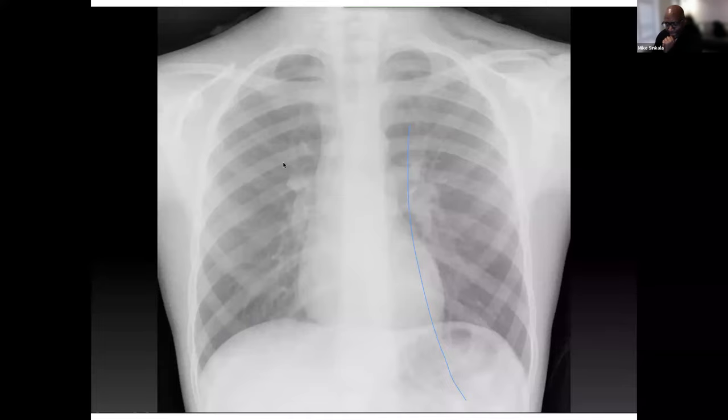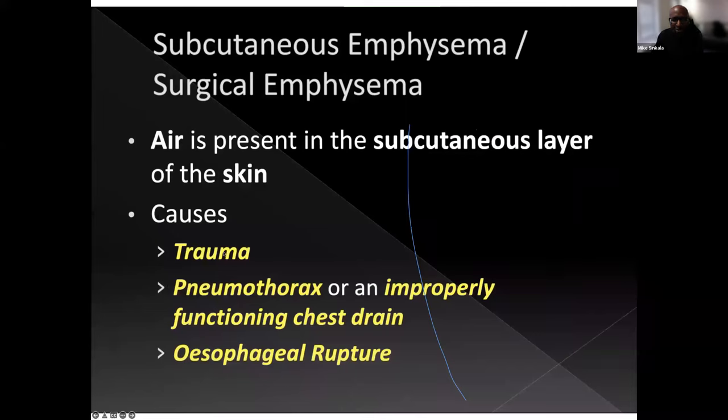Things like a trauma could be one of the causes. A pneumothorax could be one of the causes. Improperly functioning chest drains could cause that. Esophageal rupture can cause that. Esophageal ruptures can be caused by violent vomiting. Somebody could just be vomiting violently and things like that.